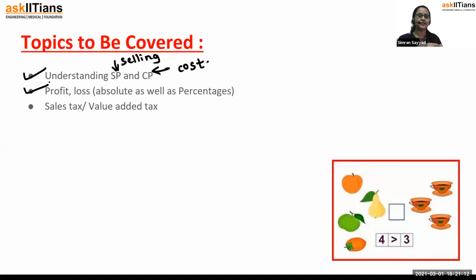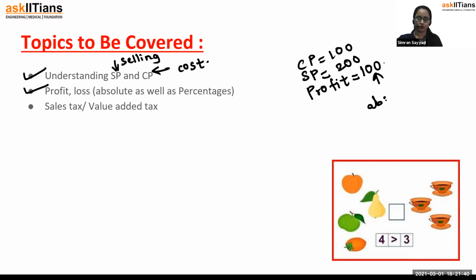Absolute means, for example, suppose your cost price was 100 and your selling price was 200. Looking at this, you can say that you have earned a profit. If you want the absolute profit, how much profit did you get? It was costing you 100 and you sold it at 200, so it is 100. This is the absolute profit. But if it is about percentage, then you have to convert this into a percentage. We'll see how to do that.